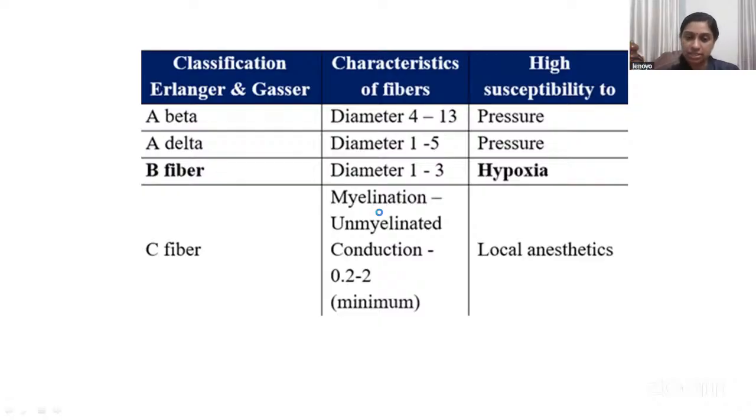That's what the question is asking. And C fibers, they have the least conduction. They are having high susceptibility to local anesthetics, whereas A delta fibers, they are least susceptible to local anesthetics. Okay. This can be asked as new questions.